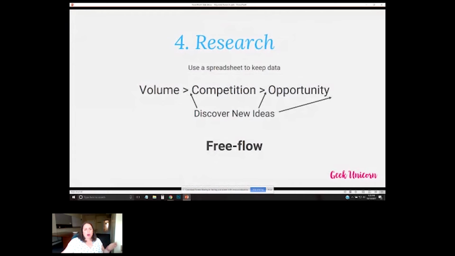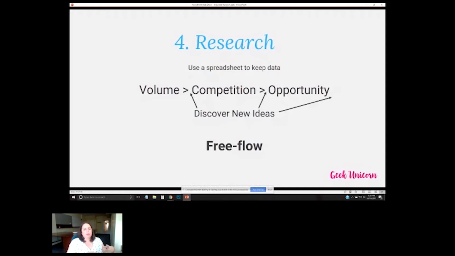So the first part of keyword research is looking at volume. Then from the volume, we're going to see some opportunities. And we're going to look at competition and opportunity. All throughout the volume, competition, and opportunity phase, we're going to be discovering new ideas. So the way I do keyword research is it's really a free flow. I don't do all the volume and then all the competition and then all the opportunity.